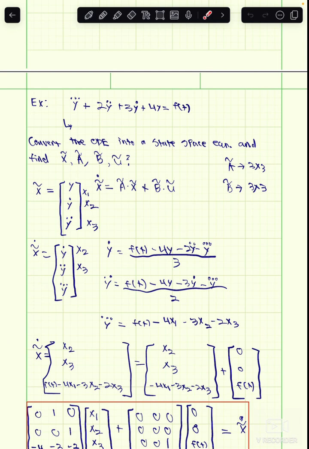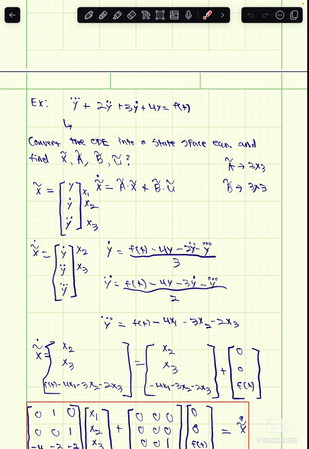Now, each state is technically going to be x1 equal to y times an arbitrary constant. Since this is a mechanical system and it is convenient, that arbitrary constant we will take as 1. Therefore, y is our first state, the first derivative of y is our second state, and the second derivative of y is our third state.